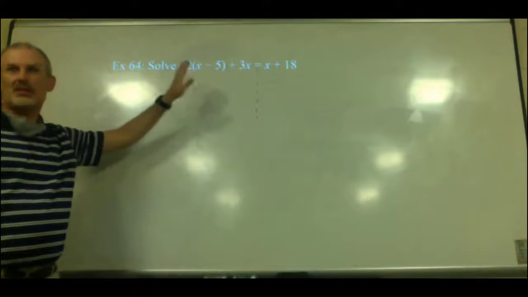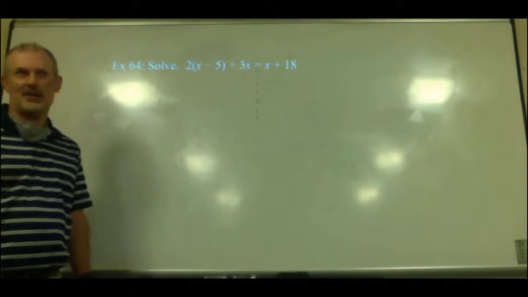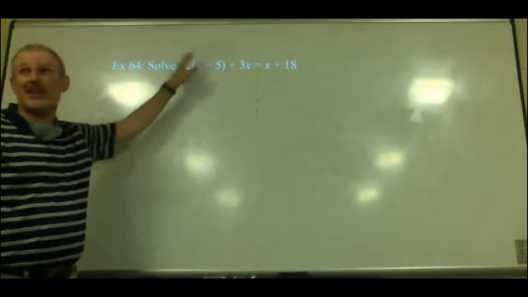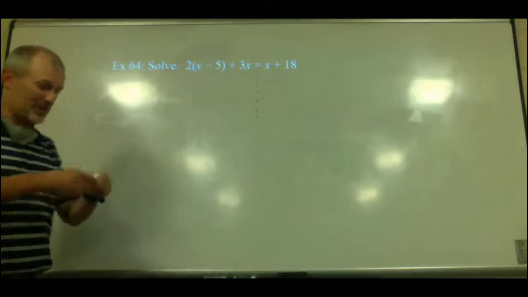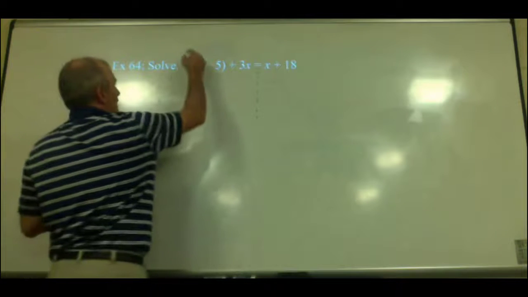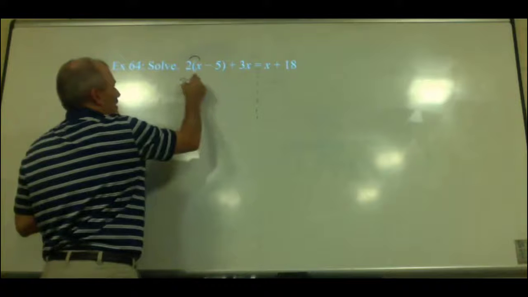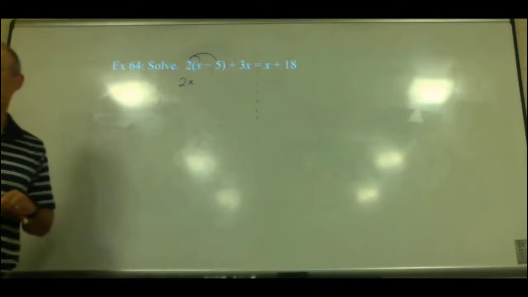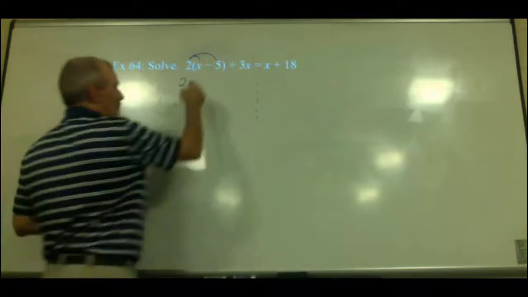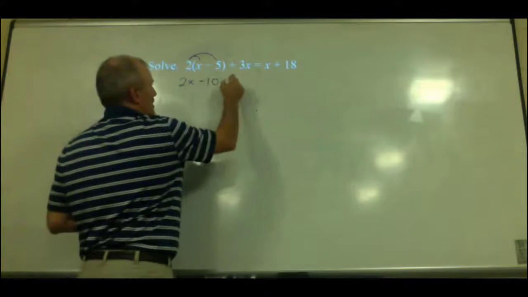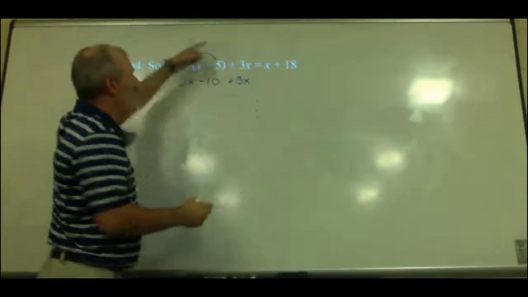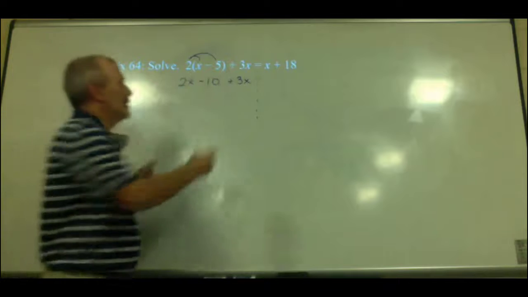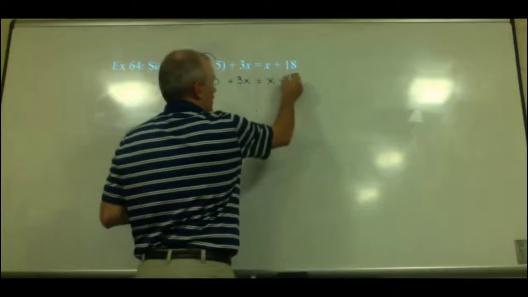How would we start simplifying the left-hand side? Yeah, we're going to get rid of these parentheses by using the distributive property. So 2 times x is going to be 2x. And then remember, we have to do 2 times -5. And what will that be? -10. And then plus 3x. Notice the 2 does not go all the way to the 3x because that's not in the parentheses. Then we have equals. And remember, we're not doing anything over here. We're just going to leave it alone.